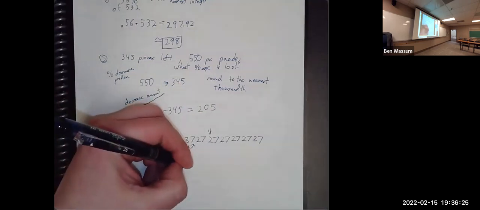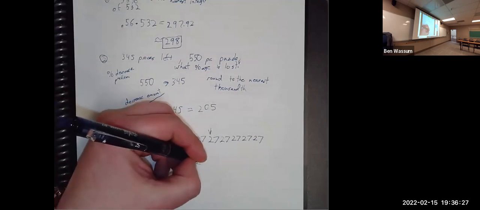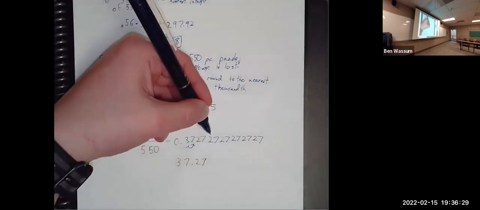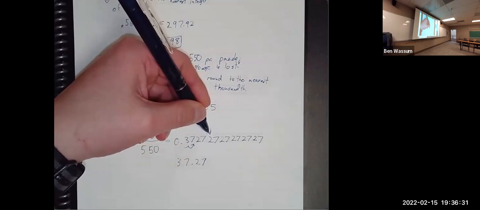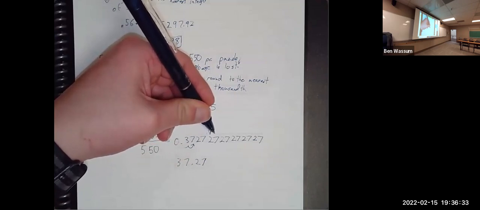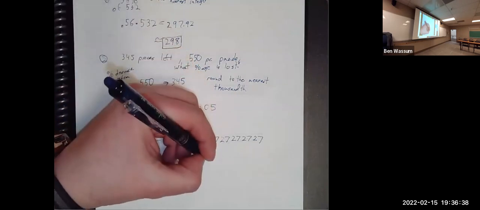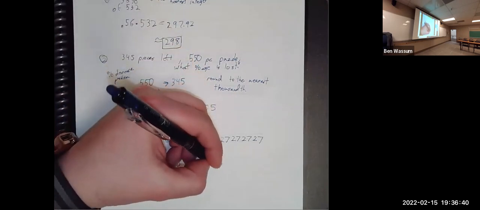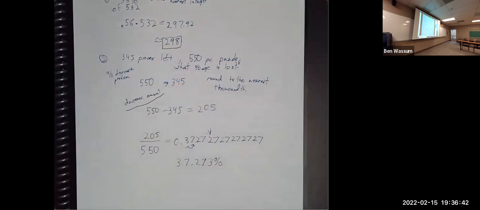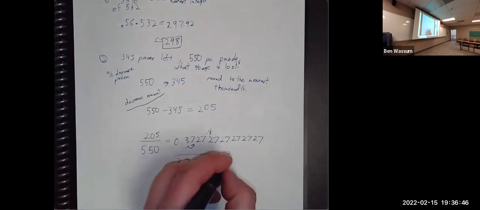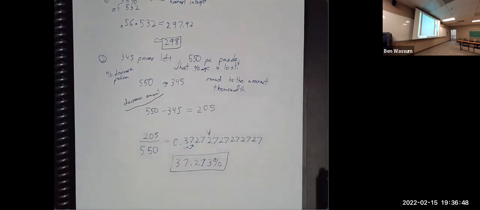So I'm going to have 37.27. And then the next digit, is that going to be a 2? Or I look at the next digit, I have a 7, which means this is going to round up to a 3. So we have 37.273% of our puzzle is lost forever.